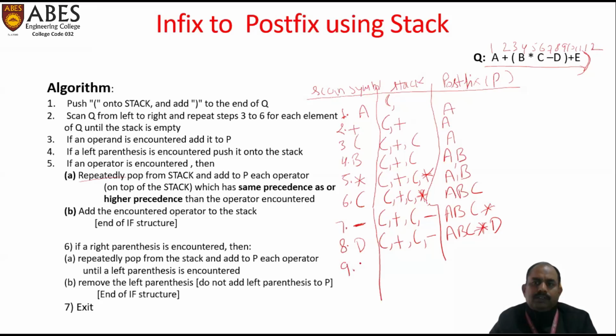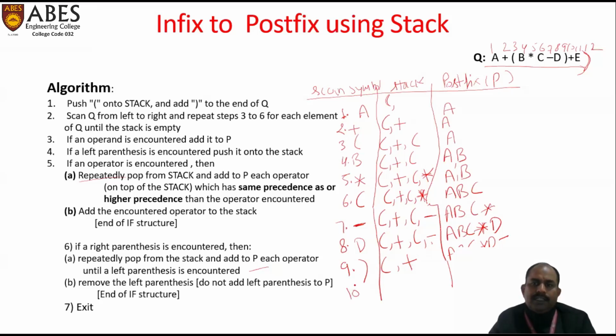Now in the ninth step, we are scanning a right parenthesis. It says if a right parenthesis is encountered, then we have to pop the stack until the left parenthesis is found. So as per the algorithm, we pop the symbol minus and add it to the expression. This is D and this is minus. Now we have only plus on the stack, and the left and right parentheses are cancelled out.